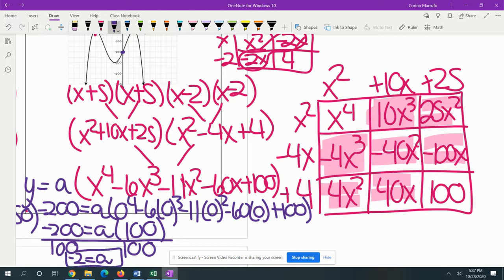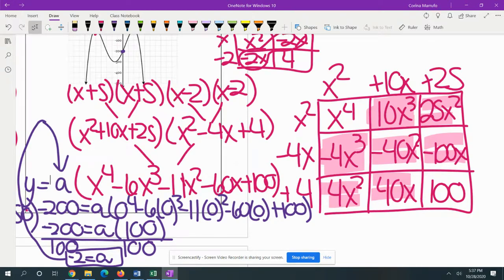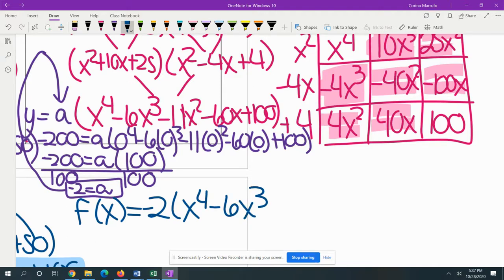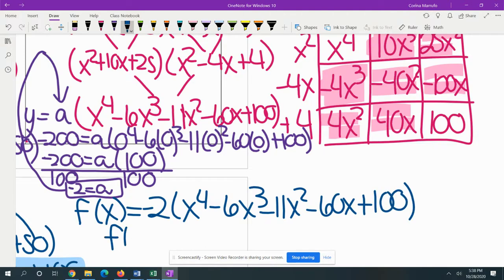Okay, once you find A, remember you go in and you plug it in over here. So I'm going to go ahead and plug that in. Instead of writing y equals, we write f of x equals negative 2, and then the whole function that we got after we multiplied everything. Minus 60x plus 100. So we distribute that negative 2 to each one. And this will be the equation of our polynomial that passes through that point and has those exact same factors.